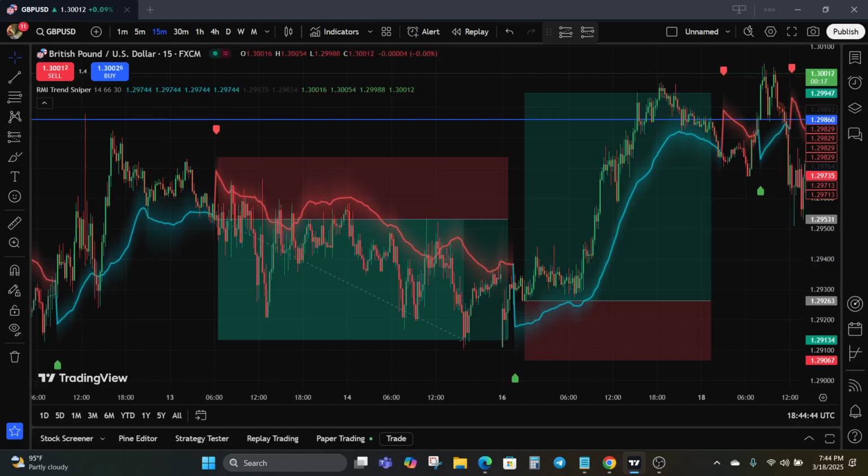Okay, so there you have it. The RMI Trend Sniper is an amazing tool for trend confirmation and filtering out market noise. Whether you're trading Forex, stocks, or crypto, this indicator can help you make more informed decisions.